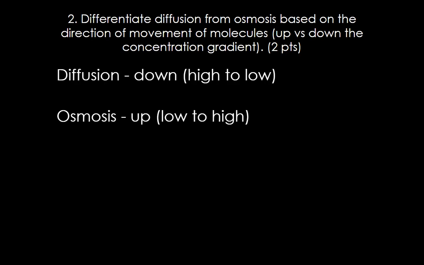In the case of diffusion, it moves down the concentration gradient as molecules move from an area of high concentration to an area of low concentration. On the other hand, for osmosis, it's going up the concentration gradient because water moves from an area of low concentration to an area of high concentration in order to achieve homeostasis.